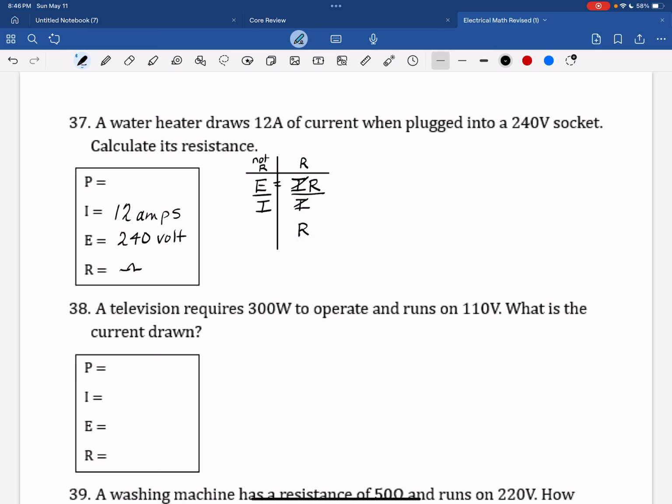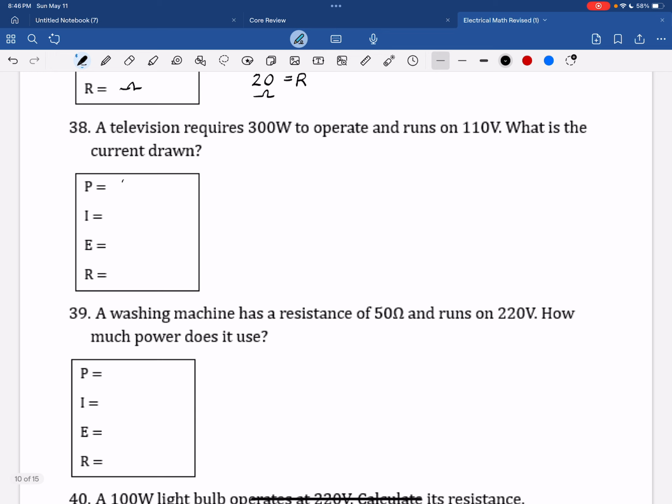And so I'm left with resistance equals 240 over 12. So resistance is, bring down a 0, and then 12 into 24 is 220 ohms.